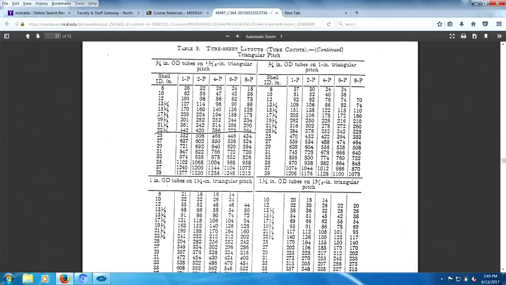Anyway, we have triangular pitch, which we'll get to a little later. We have 3/4 inch OD tubes and a 15/16 inch triangular pitch. We have the shell diameter. Inside shell diameter. Outside shell diameter doesn't matter now. We don't care about the outside, except it's got to be thick enough to handle the pressure.